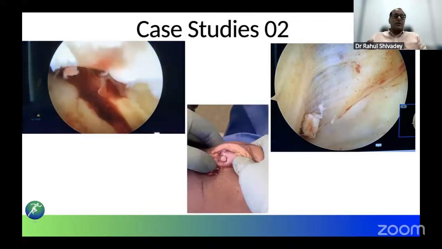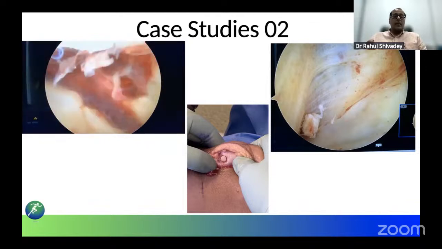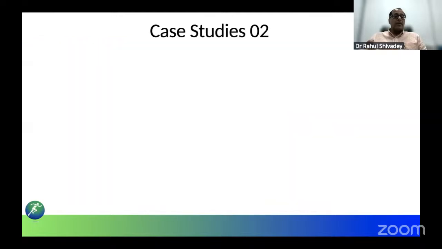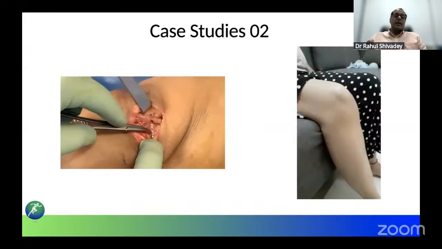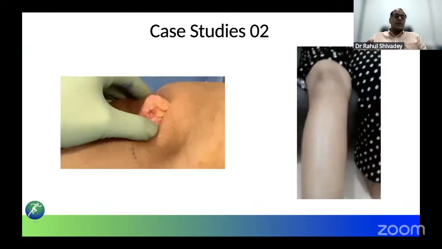So we put in 3 plugs, 2 plugs over there. Two were 6 mm, and one was an 8 mm plug in the mid to lower pole of the patella. And along with that, we did an MPFL reconstruction also for that same patient. And this is the clinical picture, or the clinical movement, of the patient after 8 years follow-up.